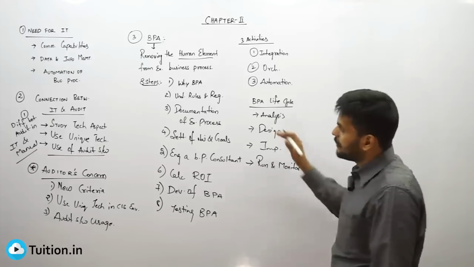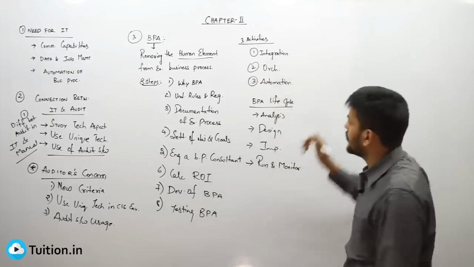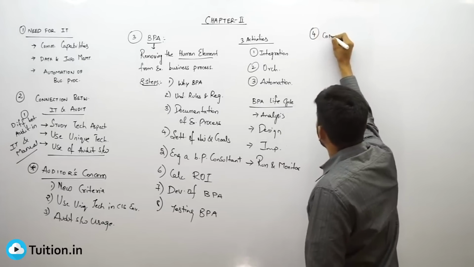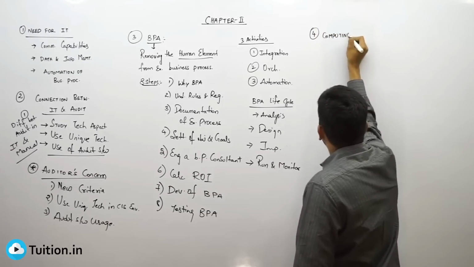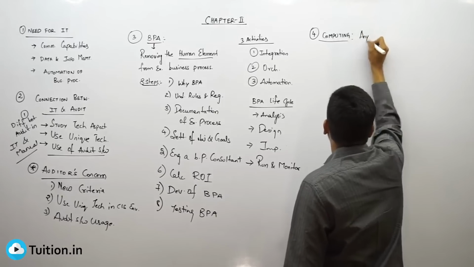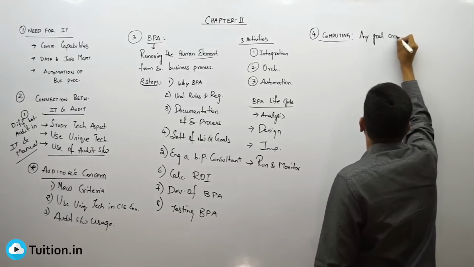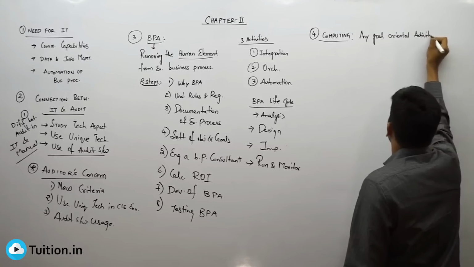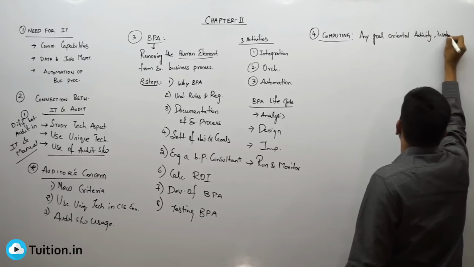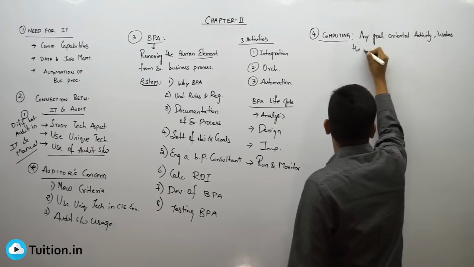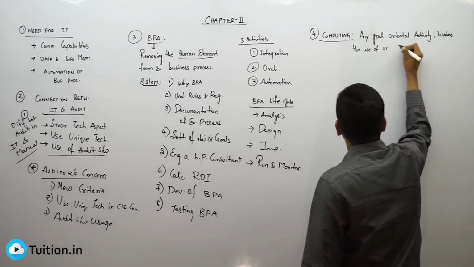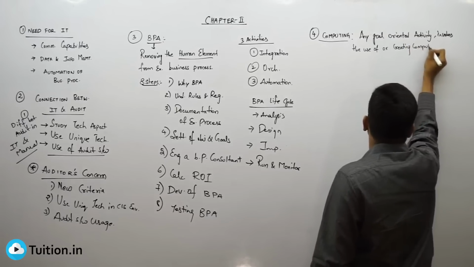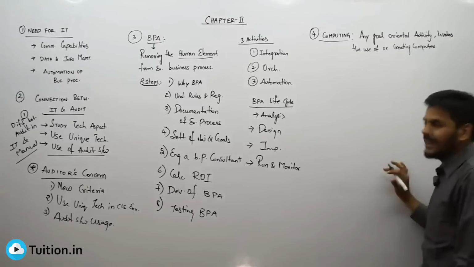Clear? And then you have some benefits of BPA being discussed. That's already discussed in the first chapter. So we are continuing with topic number 4, which talks about computing. What is computing, guys? Any goal-oriented activity which involves the use of or creating computers, which is what is called computing.